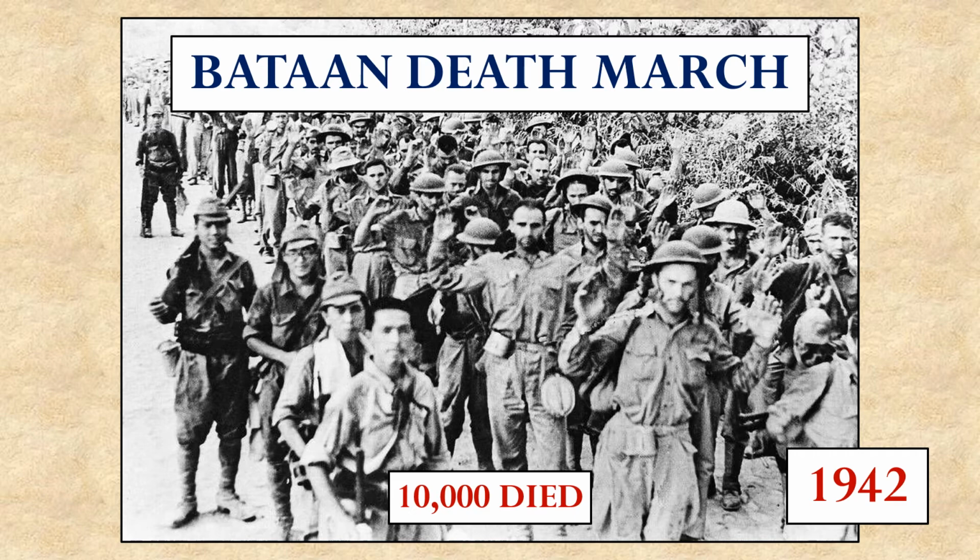And so they set them off on an 80-mile forced march in which they were given no food to eat, no water to drink, and were not allowed to rest. Along the way, during that march, over 10,000 of the captured American soldiers died. This became known as the Bataan Death March. When news of it reached the United States, this brought anti-Japanese sentiments to a fever pitch.